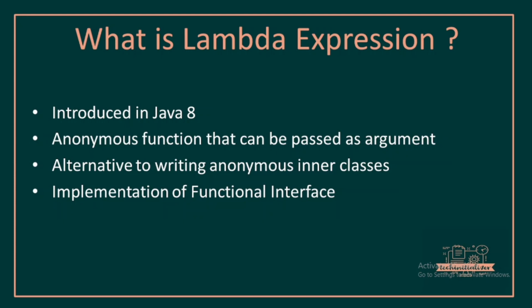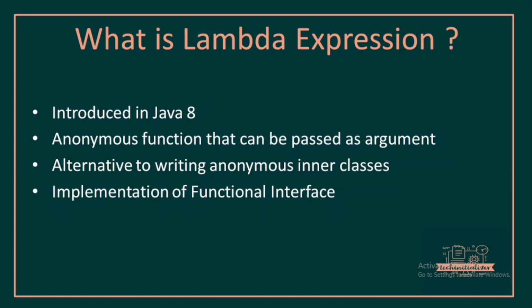So you must have heard of anonymous inner classes. Lambda is an alternative to writing anonymous inner classes. Lambda expressions are the implementation of functional interfaces. For now, just remember, a functional interface is an interface that only has one abstract method. We will be discussing functional interfaces in detail in my next video.